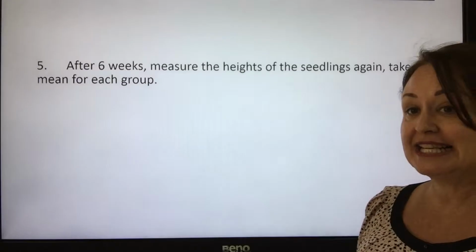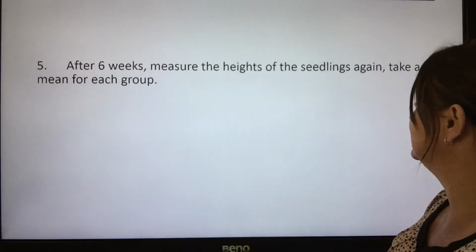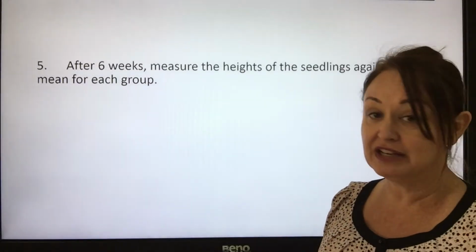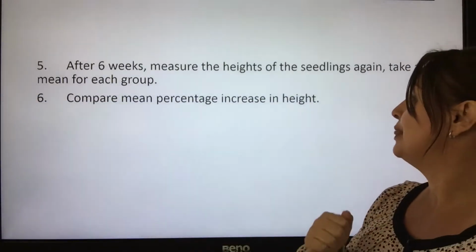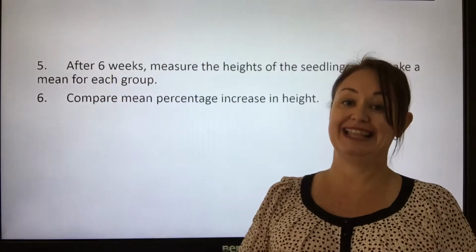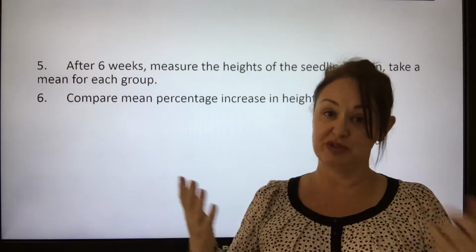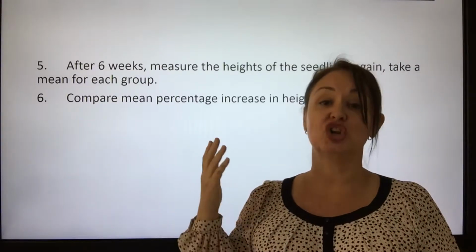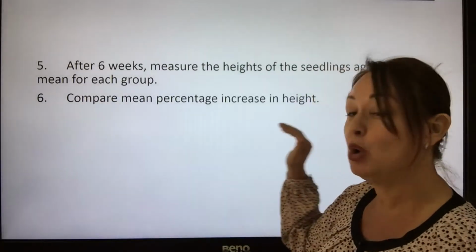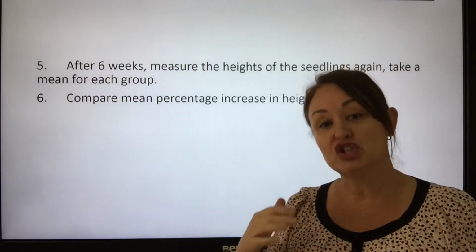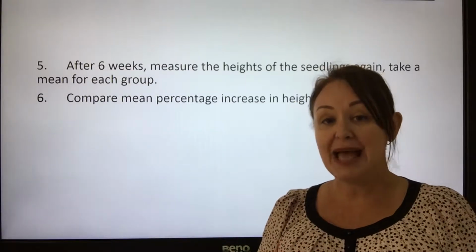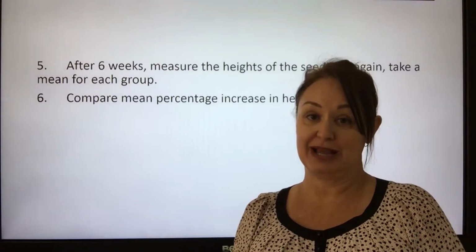So after 6 weeks, we're going to measure the height of the seedlings again. We're going to take a mean for the group. Then we're going to calculate the percentage increase in their height. So we're going to take one from the other to look at the increase, and then look at the percentage increase. And it is important that we look at the percentage increase. Why? Because not all the seedlings may have started at the same height.